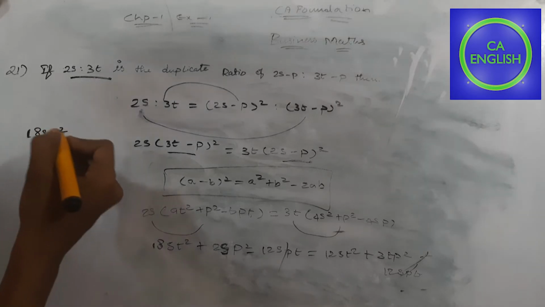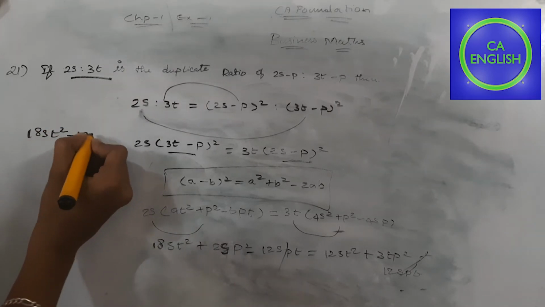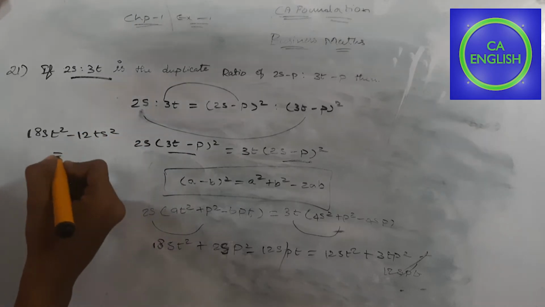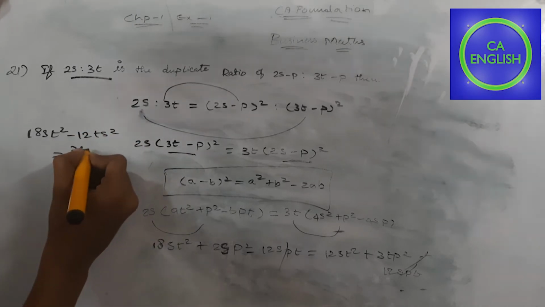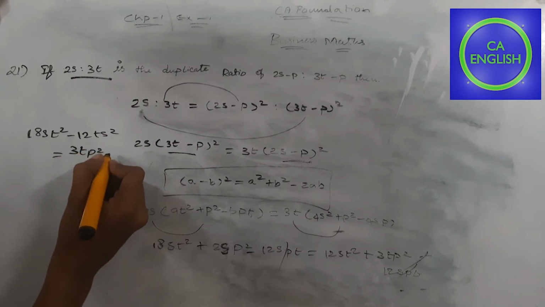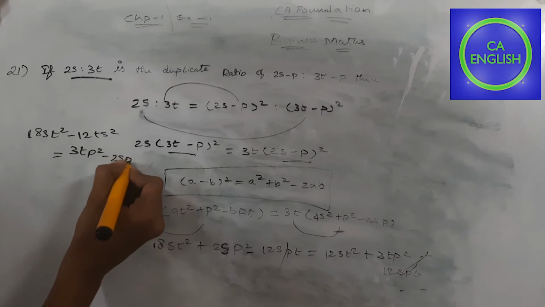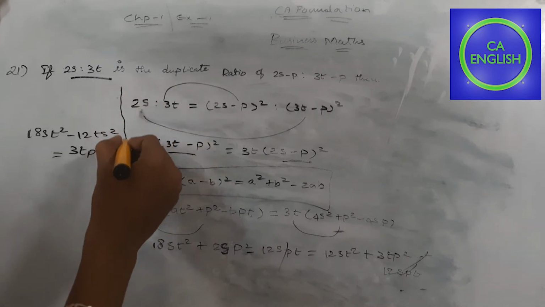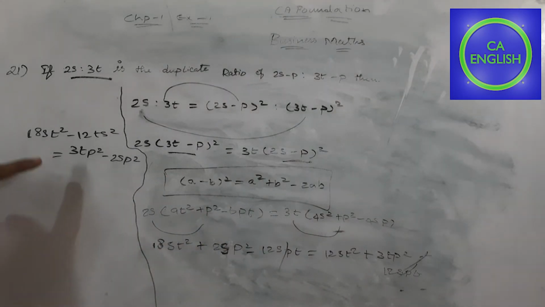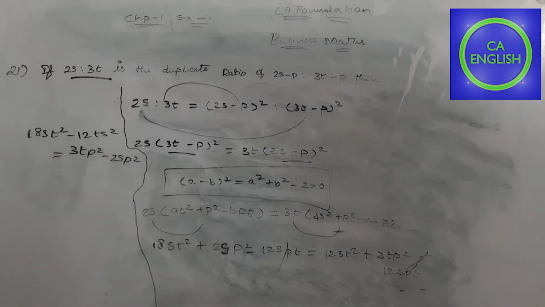Okay, now I will write here 18st square minus 12ts square equal to 3tp square minus 2sp square. That is the next step. And the next step we want to do: if there is a common term on both sides, we can take out the common terms.